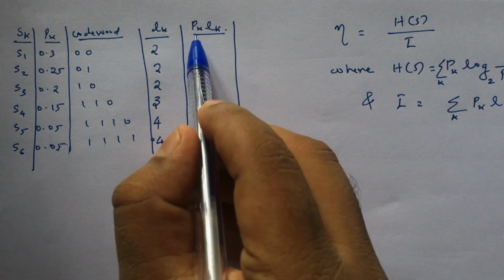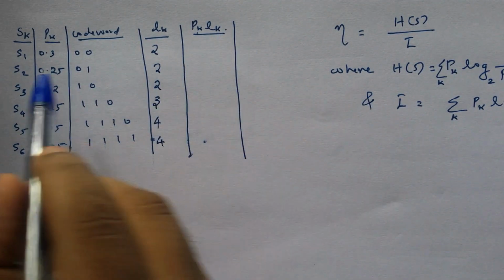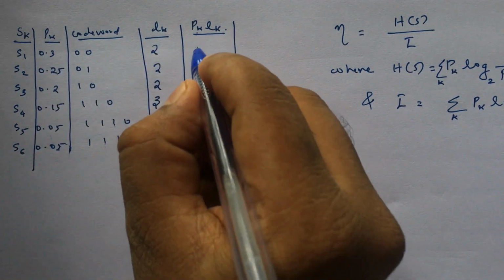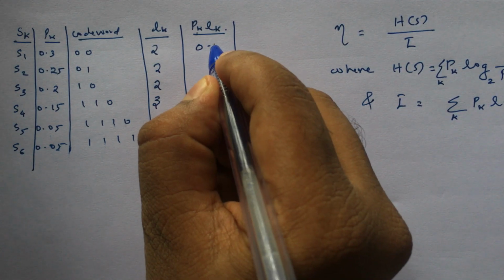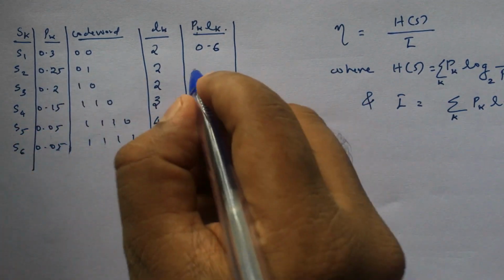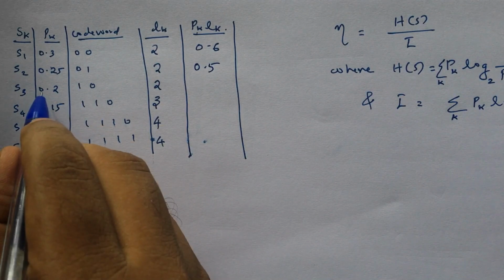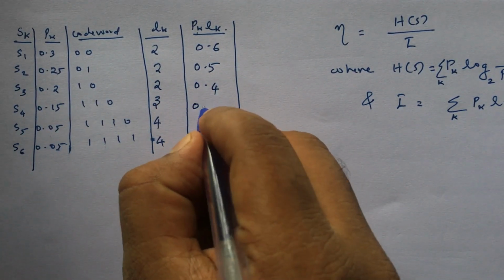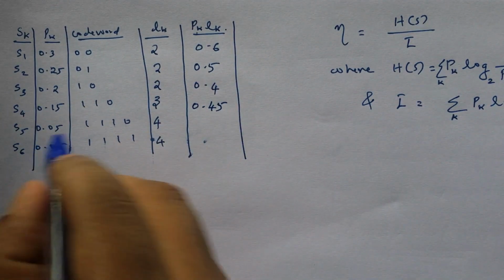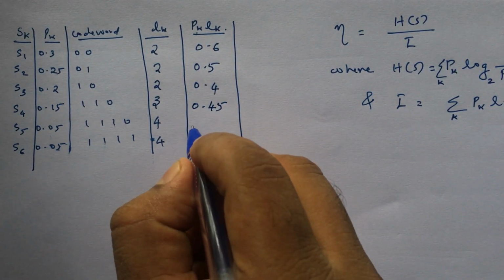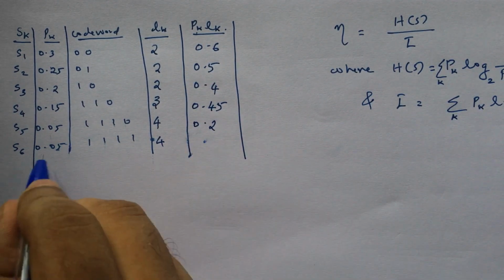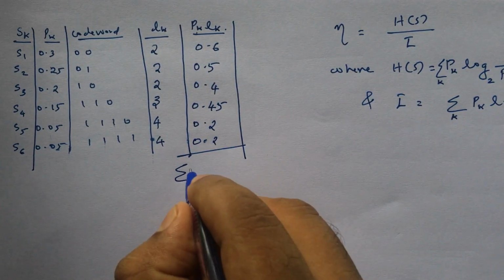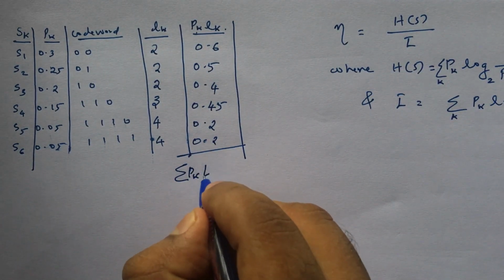Now in the next column we have to evaluate PK into LK. PK into LK means the probability into code word length. Here 0.3 into 2, it is 0.6, 0.25 into 2, it is 0.5, 0.2 into 2, it is 0.4, 0.15 into 3, it is 0.45, and then it is 0.05 into 4, that is 0.2, and 0.05 into 4, it is 0.2. Now we can evaluate the sigma PK LK.